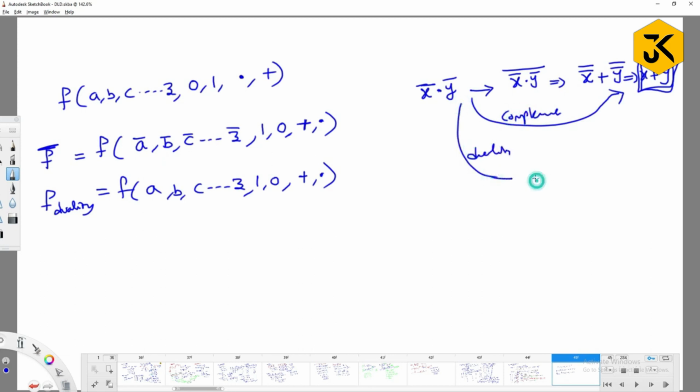Duality means you should not change the literals. Literals should be as they are, but the operators are going to be changed. This is what I can call duality. So now try to think: x bar dot y bar is the dual of x bar plus y bar.